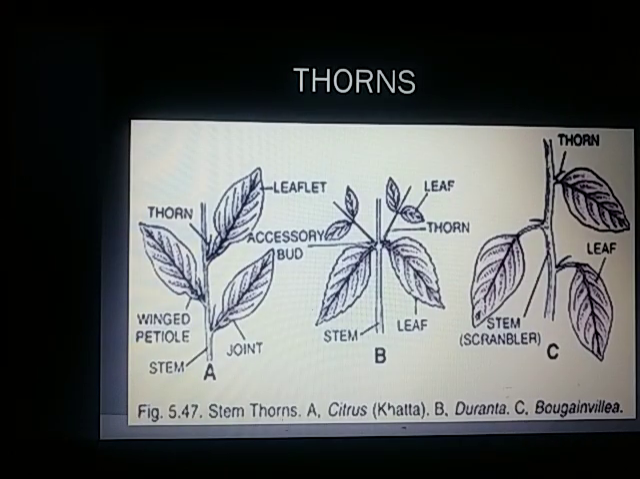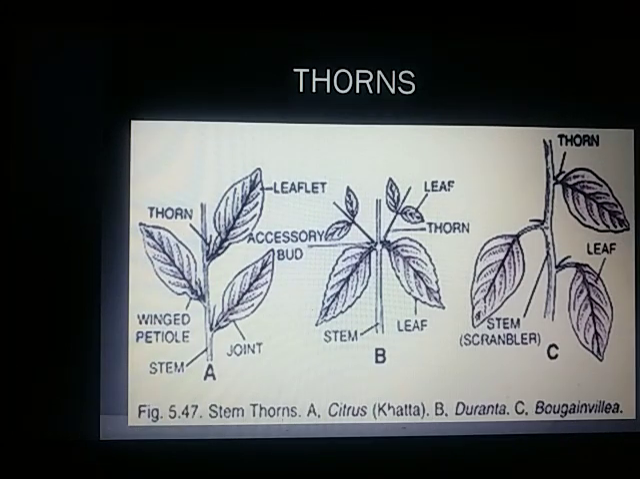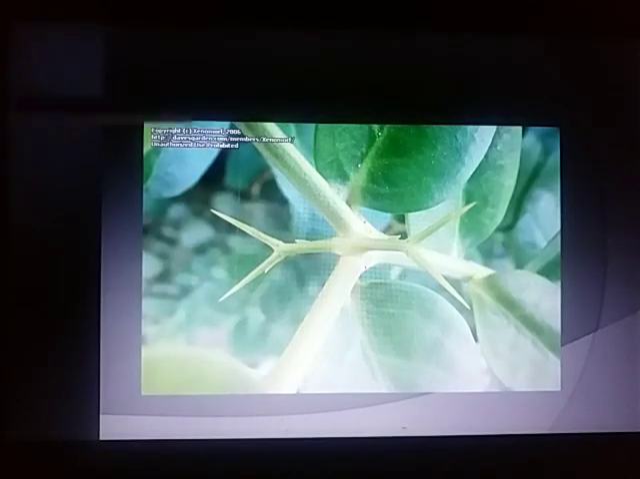Now the thorn. What is a thorn? The hard pointed structure that helps in defense or protection. These thorns are also coming from the axillary bud, as in the case of Bougainvillea, Duranta, and also the Citrus. And the terminal bud is modifying into a pair of thorns in the case of Carissa.